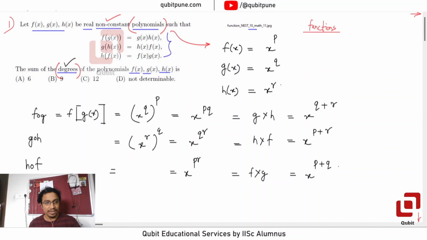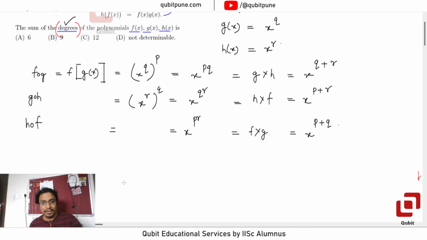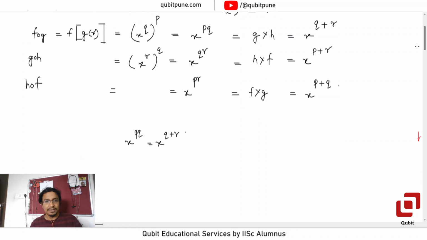These polynomials, when these polynomials are equal, what does it tell you? It tells you that x raised to pq is equal to x raised to q plus r. Because these are polynomials, we know that p, q, r are natural numbers, so we will get equations of the kind pq equal to q plus r, qr equal to p plus r, and finally we will get pr equal to p plus q.